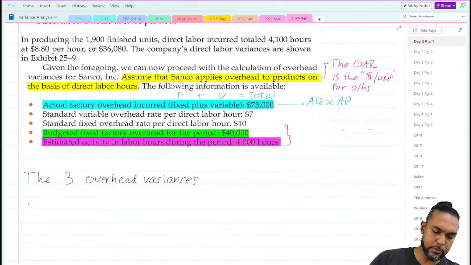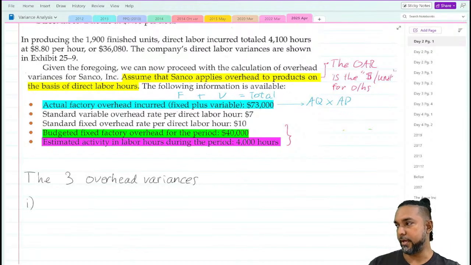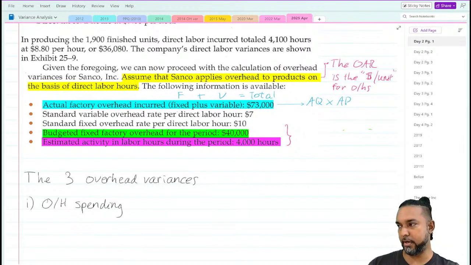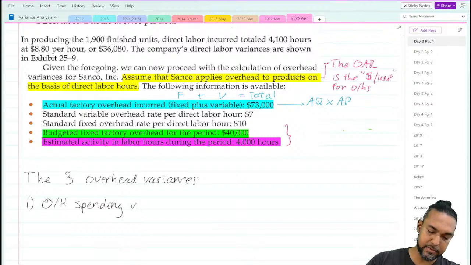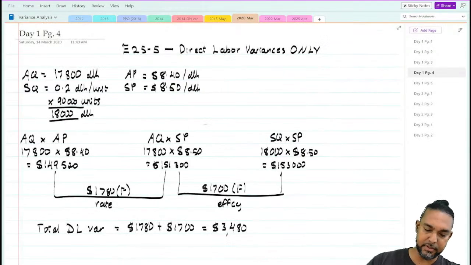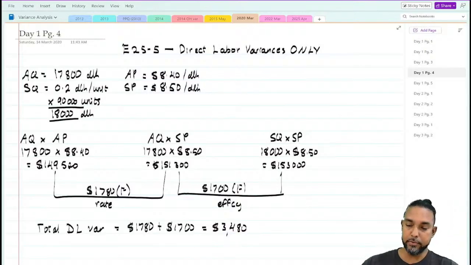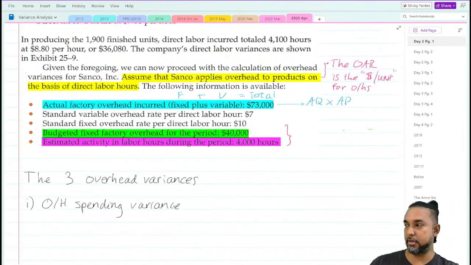Right? So the first one is the overhead spending variance. The spending variance is how much money you spend. So it's like a price variance, overhead spending variance. Now this variance here would be basically akin to the price variance, like what we would do on that side. And the quote unquote formula is very similar to what we would have had for that.